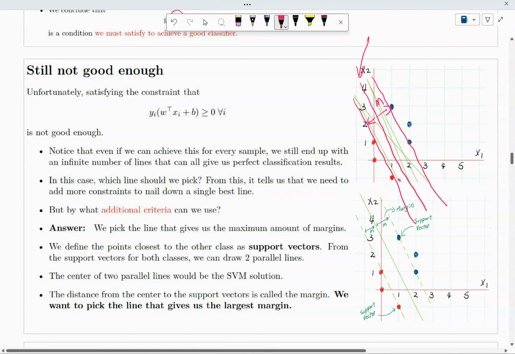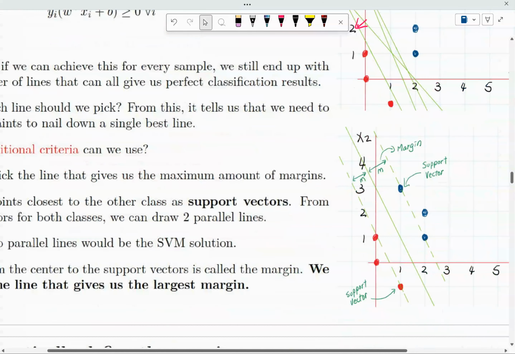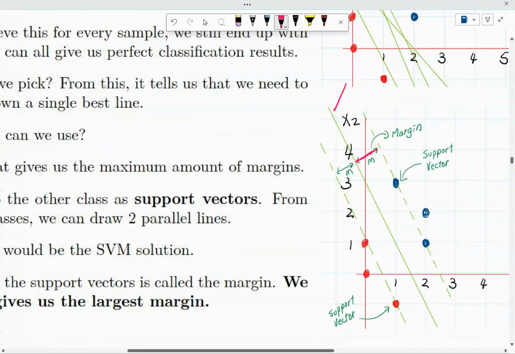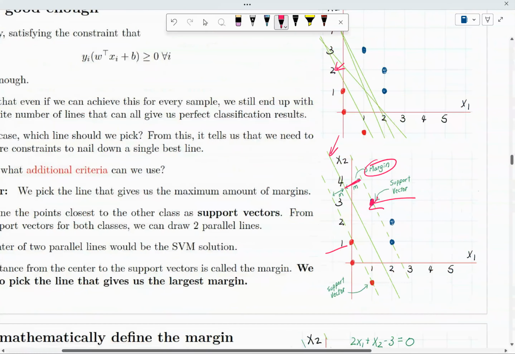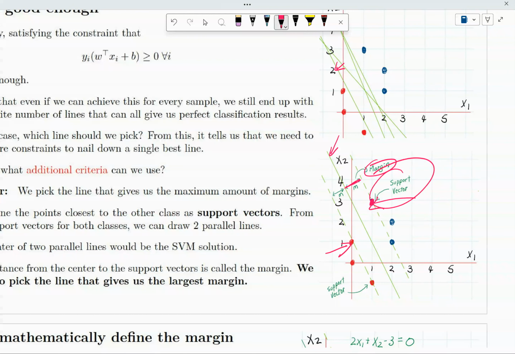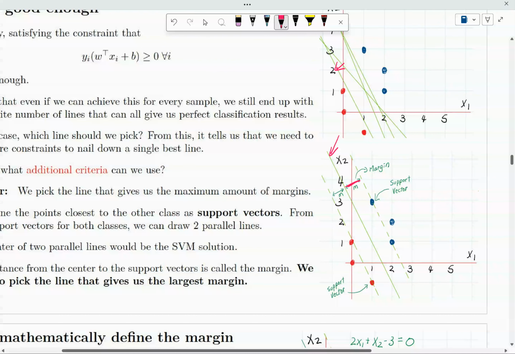And that is how we would determine and define what the best line is. Okay. So right here, like I said, this is the perfect line. And this right here is the margin. So we want to maximize the margin. Also, we're going to call these data points that are right on the edge, the closest to the other class, support vectors. Okay. So these are some vocabulary: margin and support vectors. So the idea is we want to pick a W that maximizes the margin.